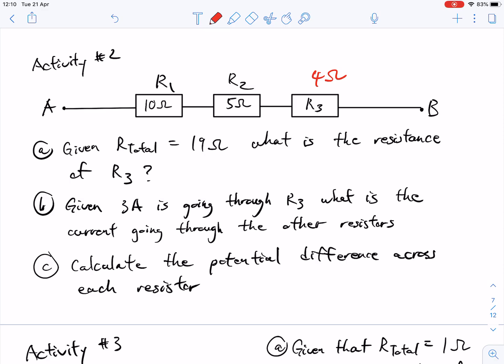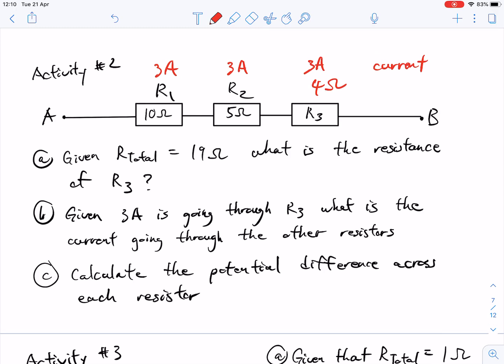3 amps is going through, so current is constant, so this is always 3 amps. So it's 3 amps here, 3 amps there, 3 amps there. This is the current. Potential difference across, so V equals IR, so voltage is just multiplying everything. So 3 times 4 is 12, 15, and 30. And if we want, you could also add all those up for the total voltage as well.